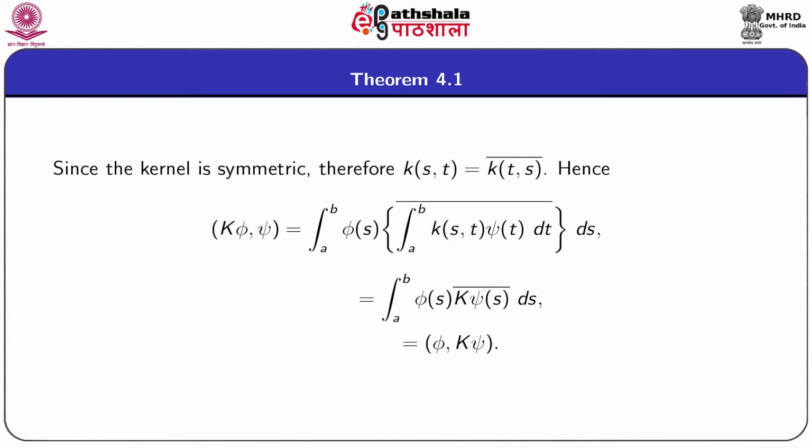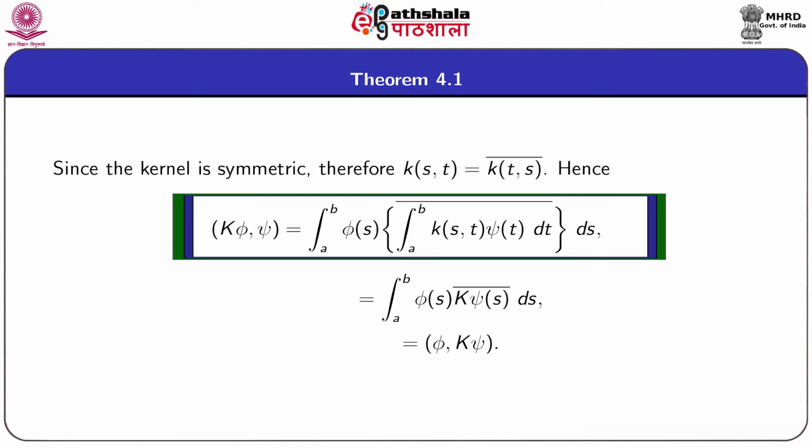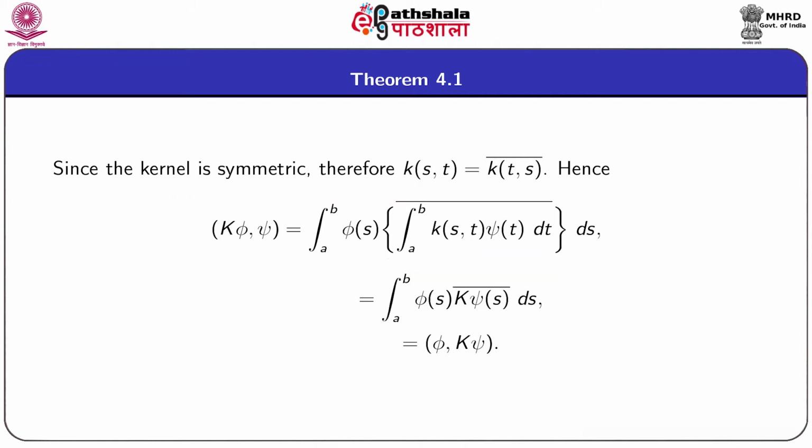So the inner product of K phi and psi is equal to the integral of phi(s) ds, and the inner integral is the integral from a to b of k(s,t) psi(t) dt, with the bar on the whole inner integral. This can be written as the integral from a to b of phi(s), and the inner integral now becomes (K psi)(s) bar, ds, so that this is the inner product of phi and K psi. Thus we have proved that the inner product of K phi and psi is equal to the inner product of phi and K psi.